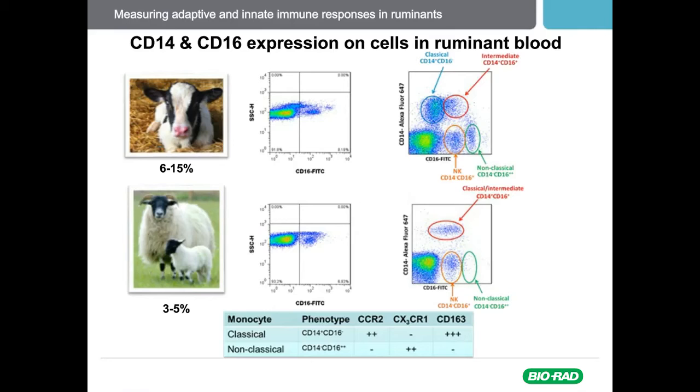What you can see is that the classical CD14 positive, CD16 negative cells are CCR2 positive and CD163 positive, whereas the non-classical CD16 high cells are CX3CR1 positive. So that seems to fit the same kind of paradigm that you would expect from our knowledge of human peripheral blood monocytes.